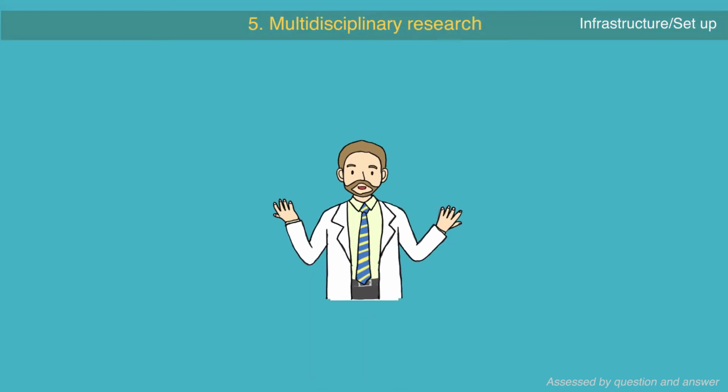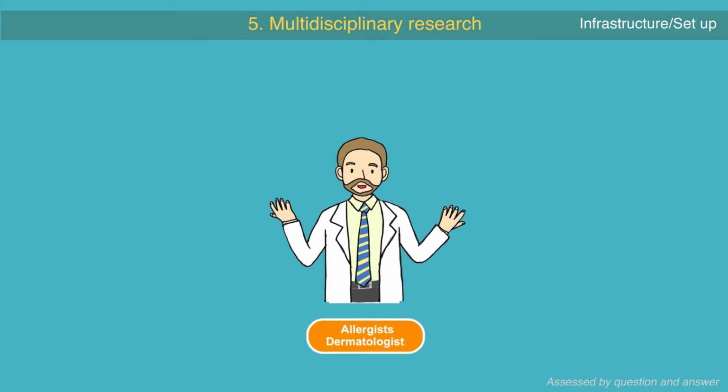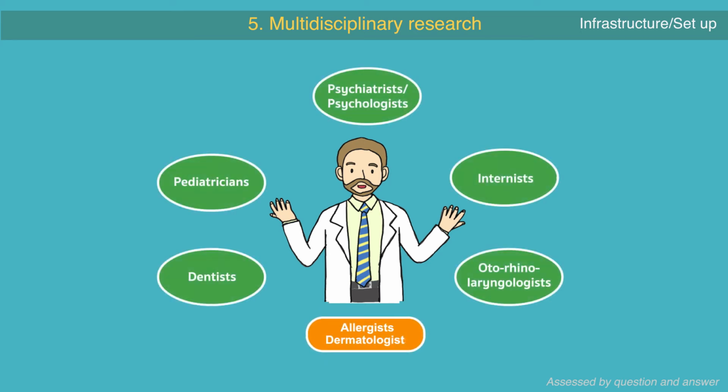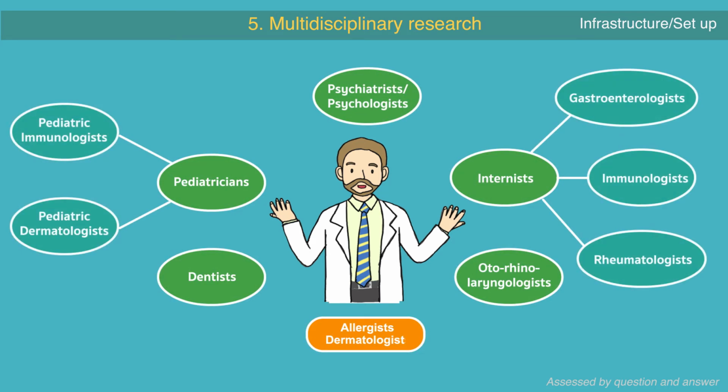Number 5. Multidisciplinary research. Centres need to be able to interact with other specialties for the management of comorbidities, treatment, and to perform extended diagnostics. Evidence of interaction with other specialists should be documented in an audit report.